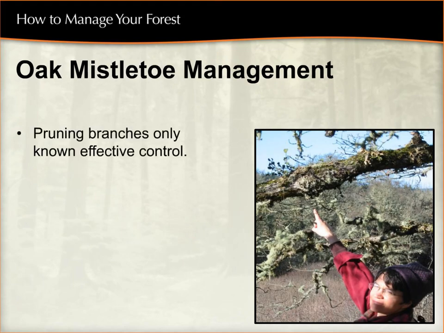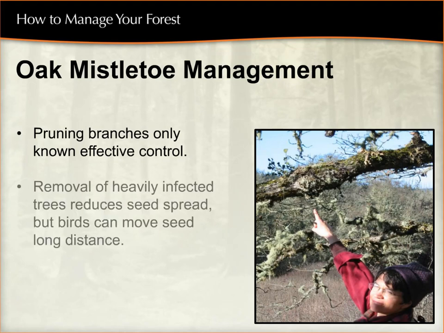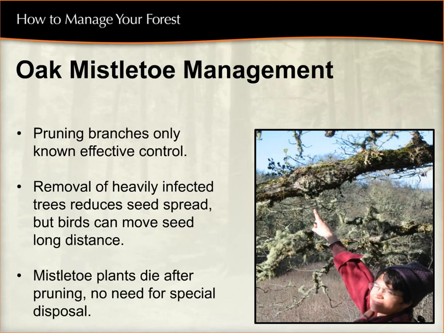Oak mistletoe, like the dwarf mistletoes, can really only be controlled by pruning infected branches. And while removing the heavily infected trees reduces the rate of seed spread, birds consume the seeds, and they can move them a long distance quickly. And if you're worried about the mistletoe plants on the branches that have been pruned off, don't be. The plants die after pruning and are no longer a threat.